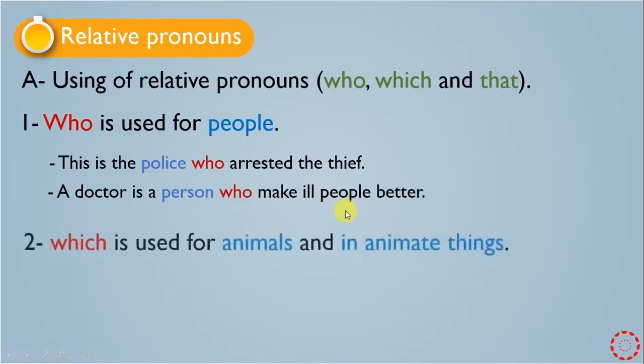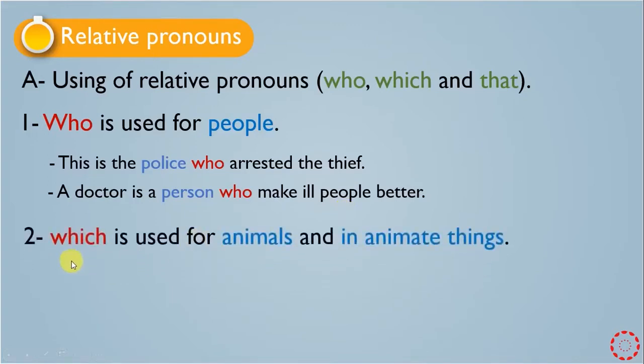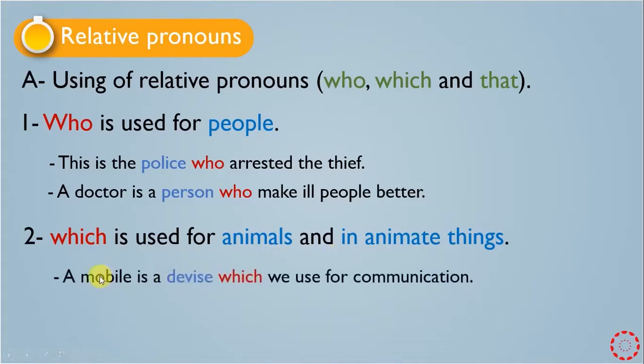The second relative pronoun is which. We use which for animals and inanimate things. Look at this example: a mobile is a device which we use for communication.